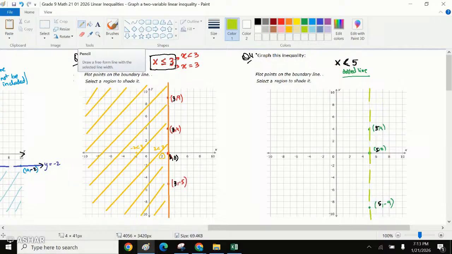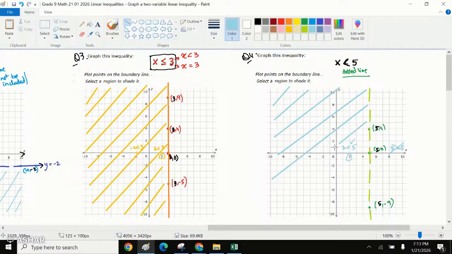Okay, we need to find a number that x is less than 5. We need to take a region. That means we need to select a number that is less than 5. Is 2 less than 5, or is 8 less than 5? 2 is less than 5. 8 is not less than 5. That means we take this region and we simply shade this area. Okay, because this was true.